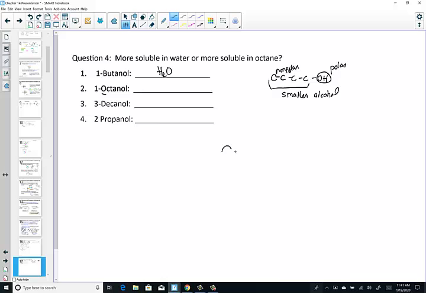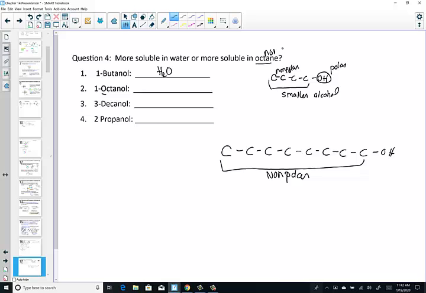1-octanol, that's 8 carbons. And so that means this entire non-polar region is so large, I cannot get it to dissolve in water. So it will dissolve in the non-polar solvent, octane. Likes dissolve likes.